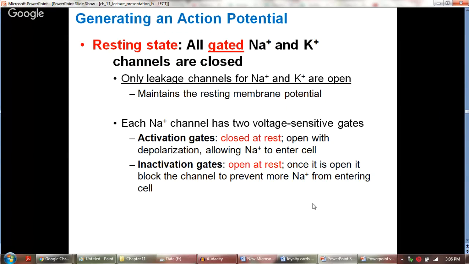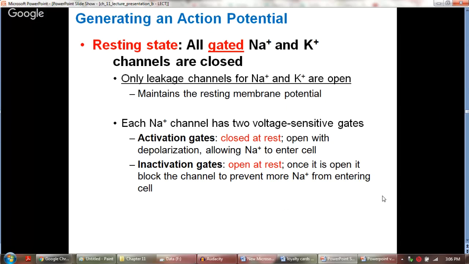With related to the resting state, let's look at what's going to happen. In the resting state, all gated sodium and potassium channels are closed. Therefore, only leaky channels for sodium and potassium are open and they maintain the resting membrane potential.